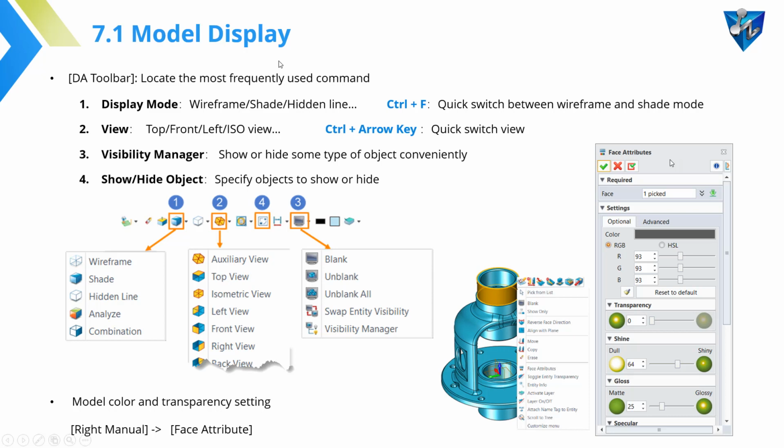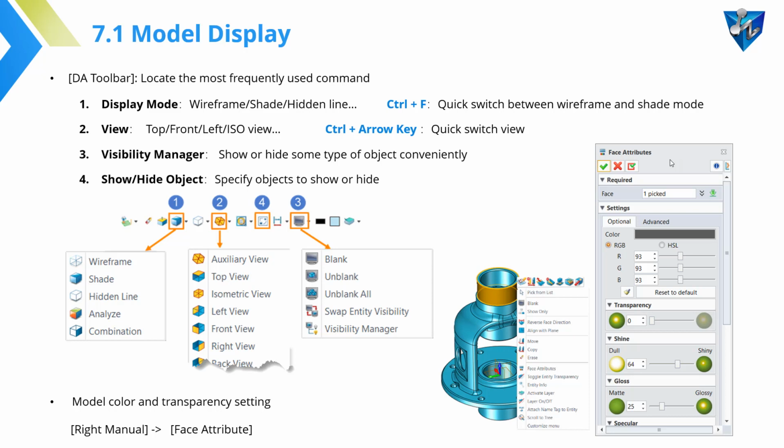Then another one is the view. You can switch from the top, front, left, or other views. For the view, the default shortcut key is Ctrl with the arrow key on the keyboard. In the DA toolbar, we also have the Visibility Manager to show or hide some types of objects conveniently, and the Show Hide Object option, which is used to specify objects to show or hide.